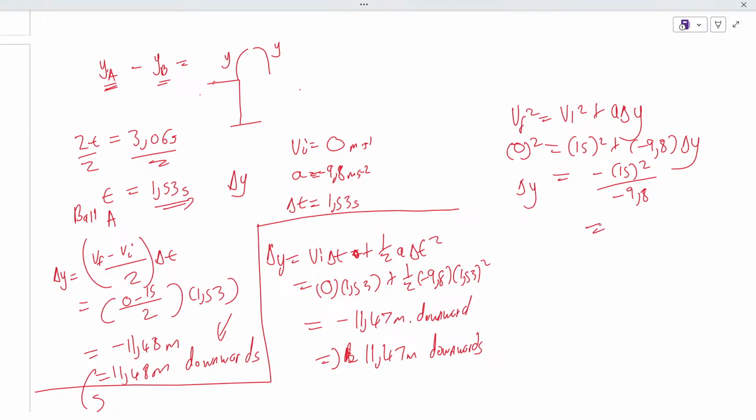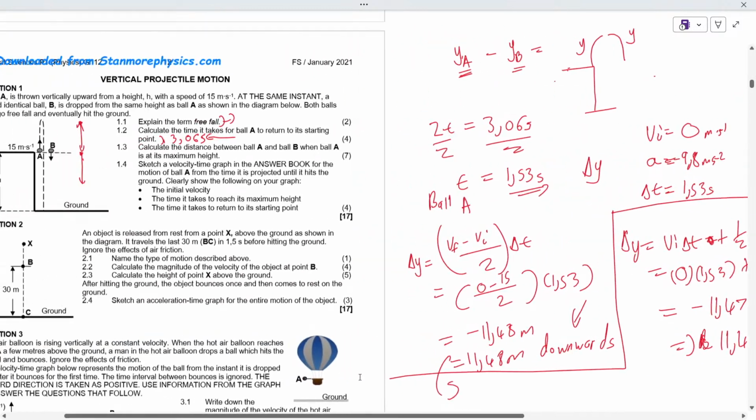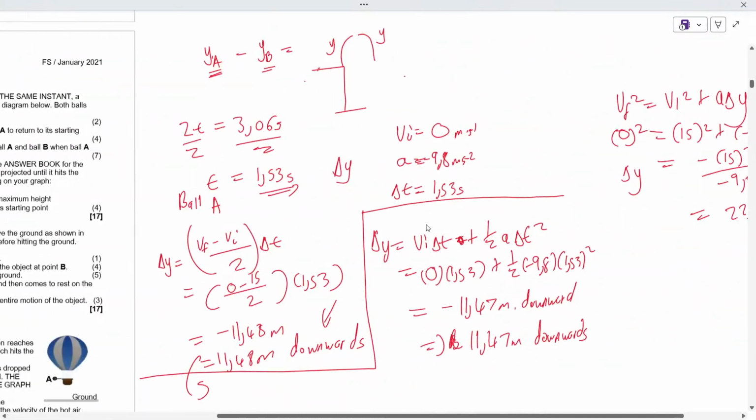Over negative 9.8. Is the negative sign outside of 15 or inside? I got it outside. I got 22.95. You get 22.95. Okay, so you got 22.95.